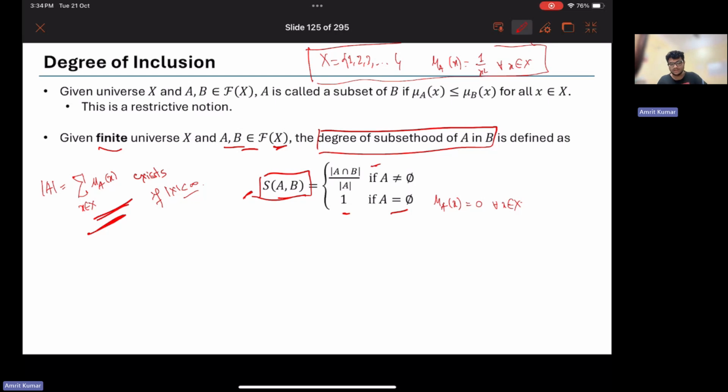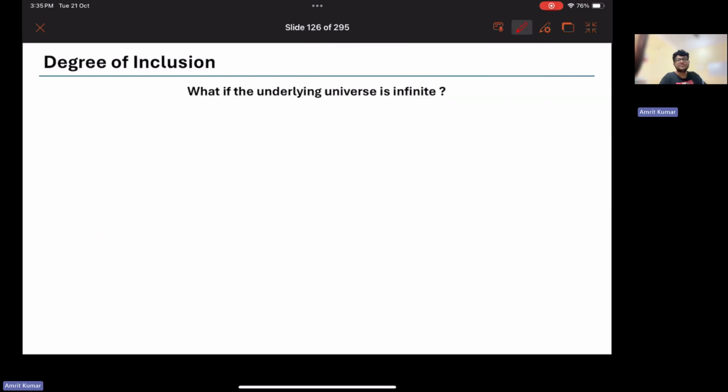In general, the scalar cardinality of a fuzzy set, which is expressed by summation over the entire universe, almost always does not exist if your universe X happens to be an infinite set, right? So that is why this formula is used in the context when your universe X is finite. Now the question is, what if the underlying universe is infinite? How do we compute the degree of subsethood or degree of inclusion in such a setting?